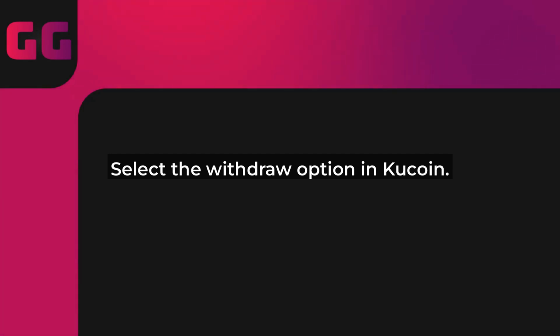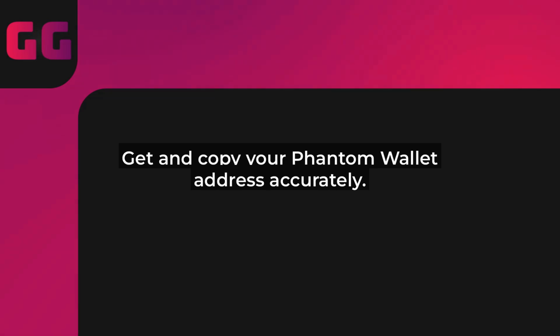Before you proceed, you'll need your Phantom wallet address. Open your Phantom app, create a new account if you haven't already, and switch to the XDC network if it's not selected. Copy your wallet address from the Receive section. Double-check it because accuracy is key to prevent losing your funds.